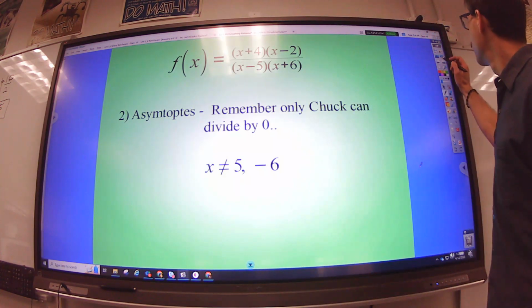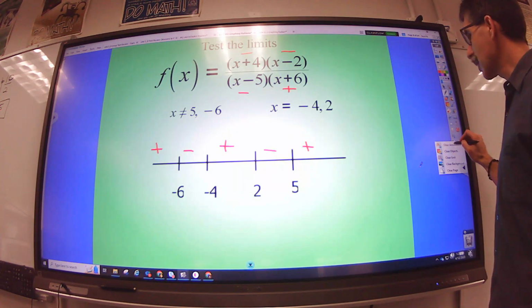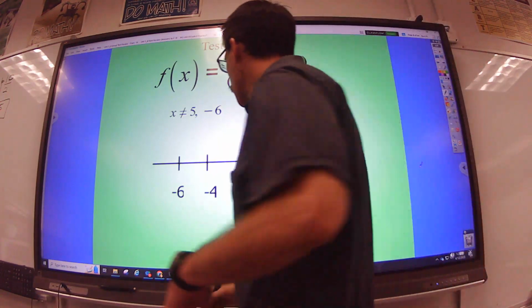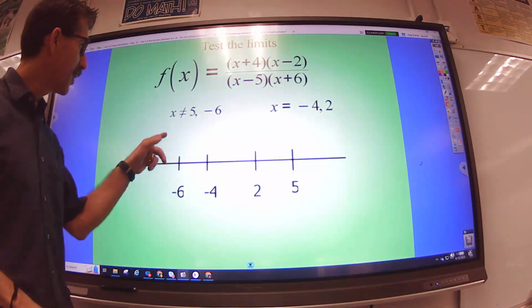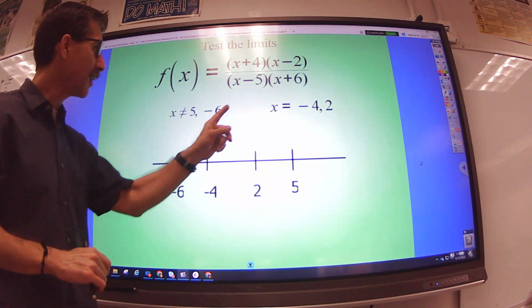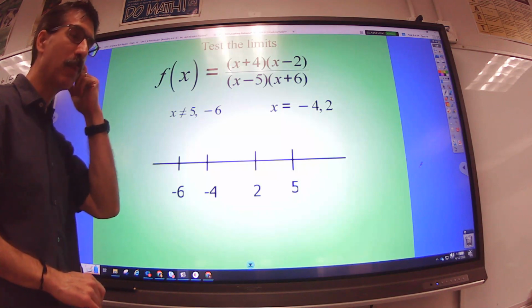Here we go. Boom. So now we do the test the limits thing, right? We draw the thing. We have both the negative 6 and 5, the asymptotes, and we have the zeros, negative 4 and 2. And you test the limits the same way.